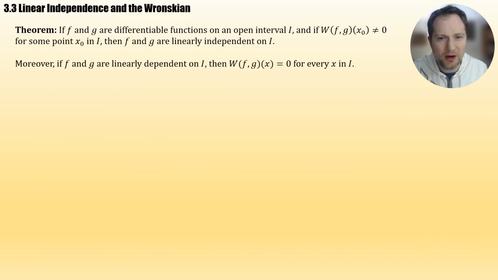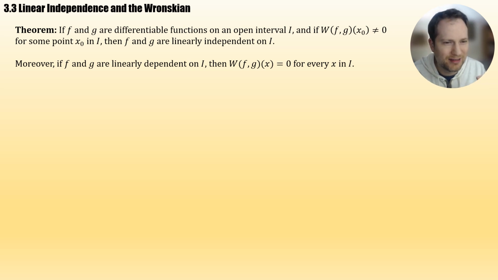So now let's present the theorem that maybe ties some of this stuff together, this idea of linear independence and the Wronskian, which we promised we'd make a connection between these. So let's read this theorem. It's really just exactly word for word from our book, but let's try and unpack it with a few examples here. If f and g are differentiable functions on an open interval I, and if the Wronskian is not 0 for some point, for even one point in the interval I, then f and g are linearly independent on I.